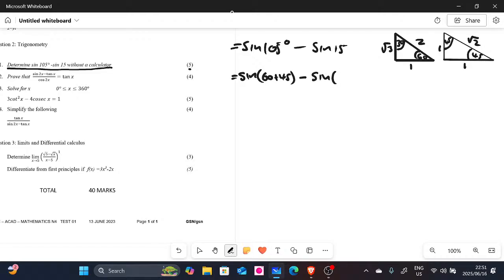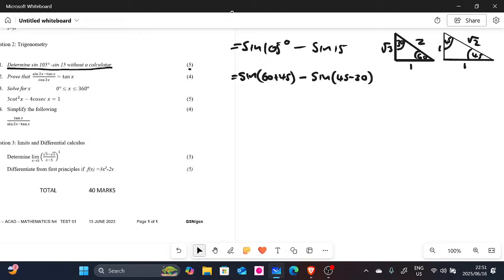And this one here we have sine 15. Also, we need to use these special angles. This time around we have to subtract 45 and 30, right? Now some of you might want to subtract 60 with 45.